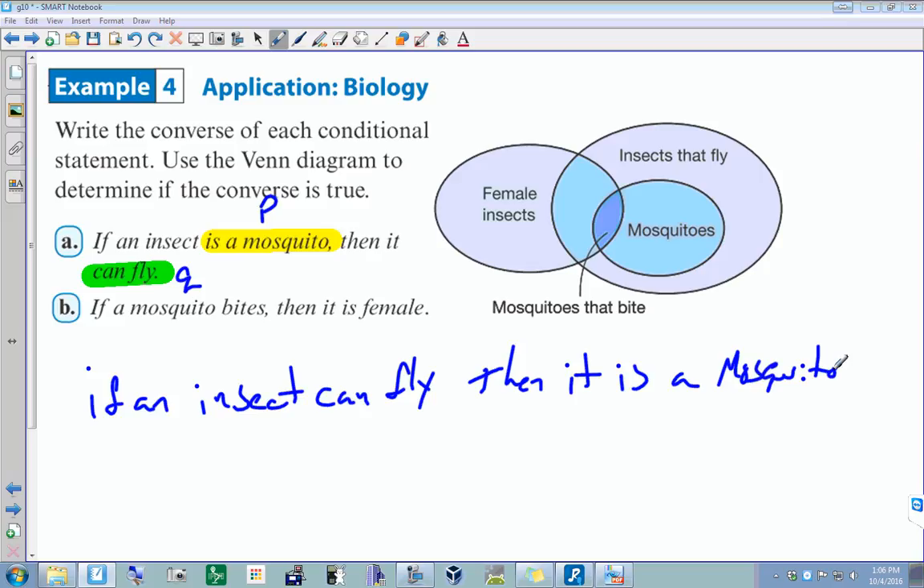So, what about the next one? It says if a mosquito bites, then it's a female. If I switch that around, if a mosquito is a female, then it bites. Is this true? Yes, because all female mosquitoes bite, correct? They're the only ones that do. Yes.